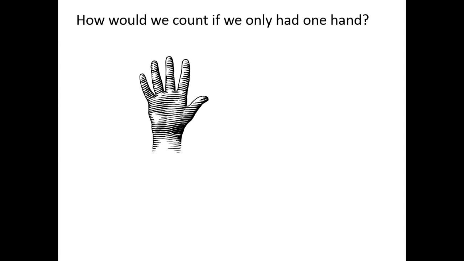So let's think about another number base. What if we only had one hand? Well, then we might count a little bit differently. We'd probably still count 1, 2, 3, 4, but when we're ready to fill up that hand, we would call that 1, 0. Now remember, we don't want to call this 10 because that has a particular meaning in a base 10 number system. We're going to call this 1, 0 because it represents one group of 5 and no ones.